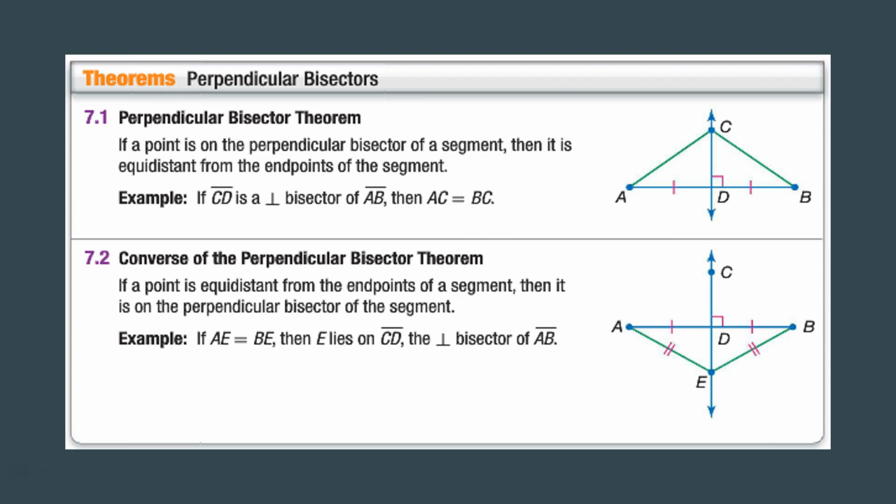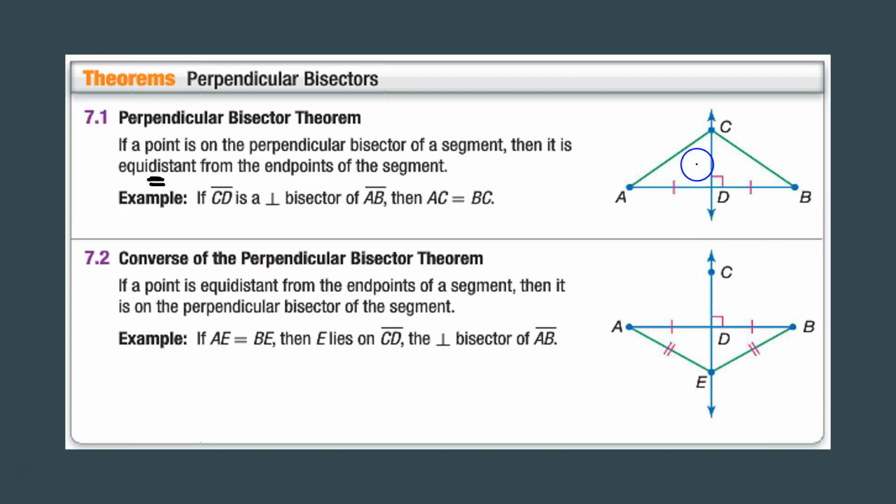Alright, so let's go over perpendicular bisectors. The perpendicular bisector theorem is saying if a point is on the perpendicular bisector of a segment, then it is equidistant, which means equal, from the endpoints of the segment.